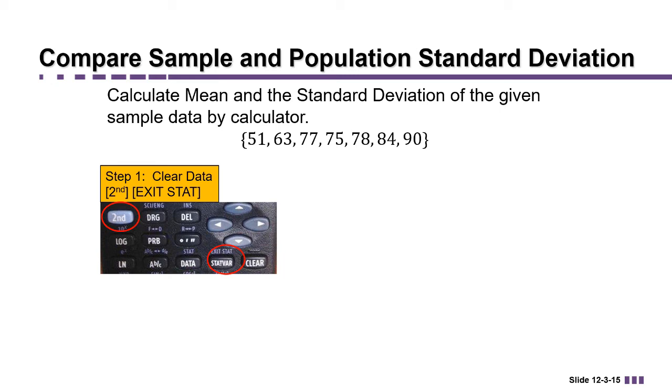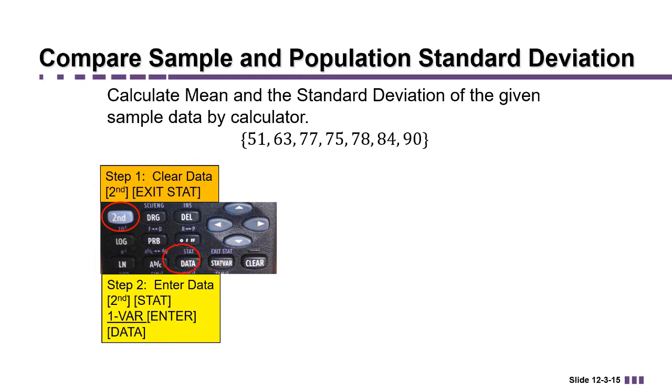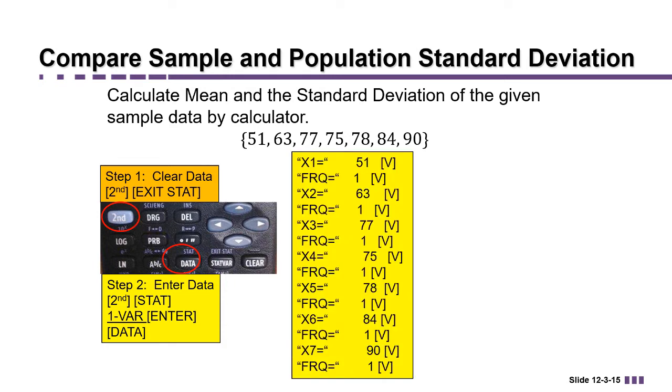In this video, we're going to compare sample and population standard deviation. So in the previous video, we calculated the mean and standard deviation of some sample data, and we went through the steps of clearing the previous data from the calculator by exiting stat mode, and then we entered stat mode again using the data button, and we selected one variable statistics, and then we hit data and entered all of the data values and their frequencies.